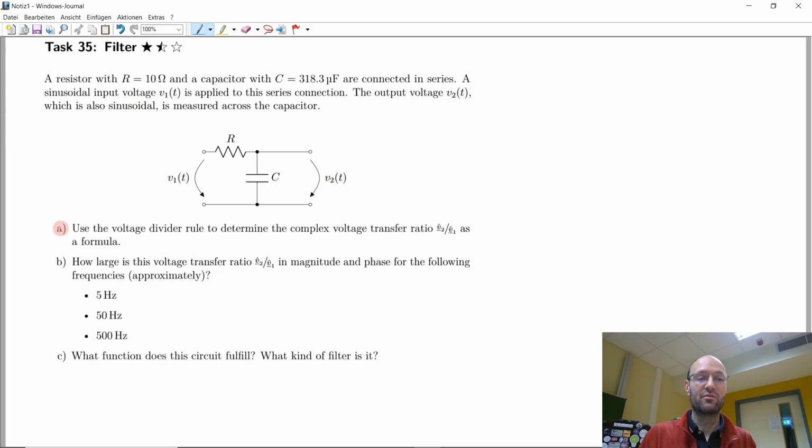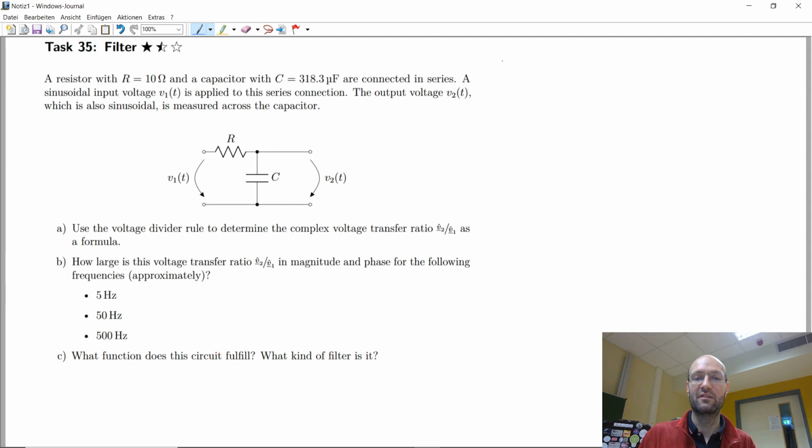And so what we should calculate is, using the voltage divider rule, this ratio between output voltage and input voltage, and then calculate this for different frequencies. And we can maybe decide and discuss what function this circuit fulfills and what kind of filter this is.